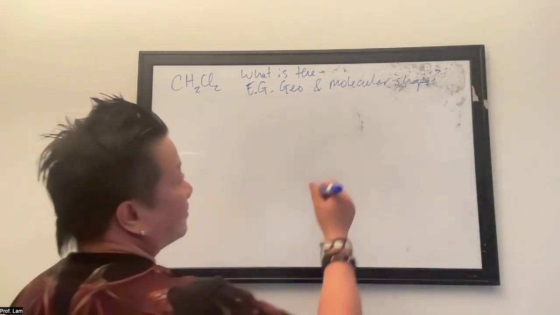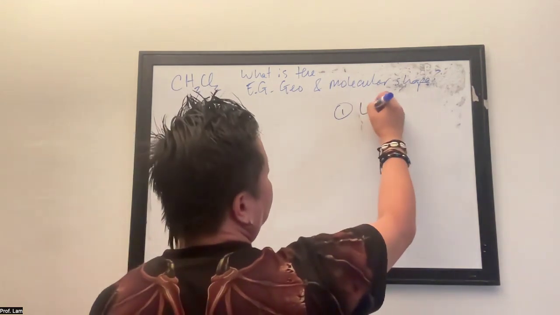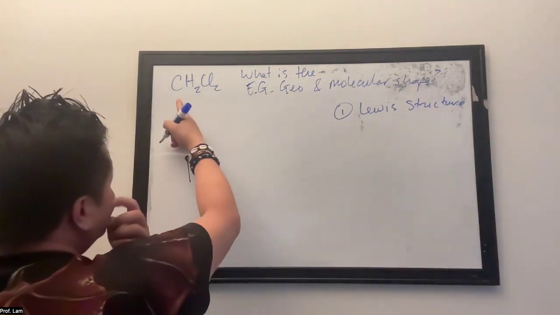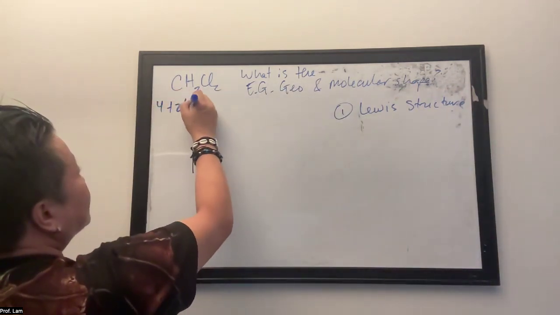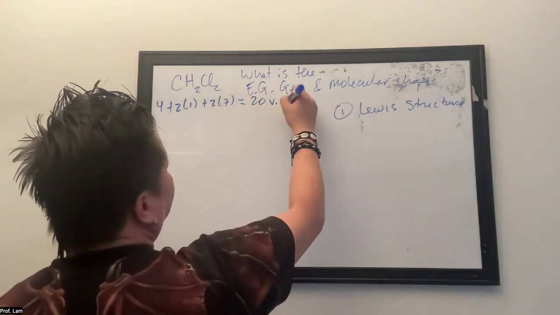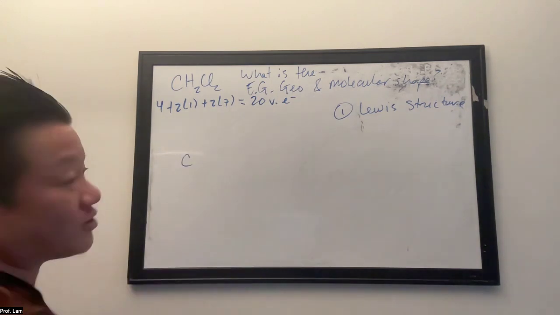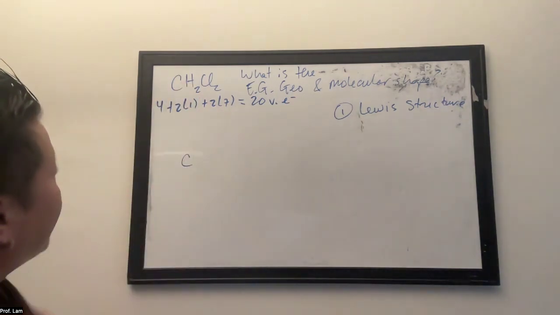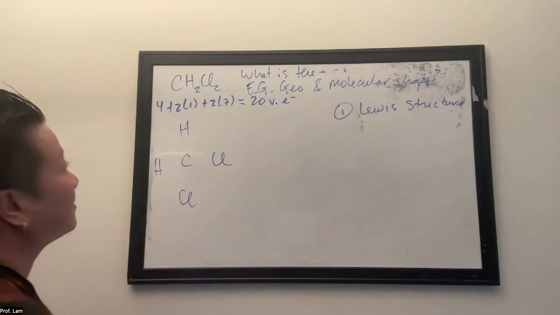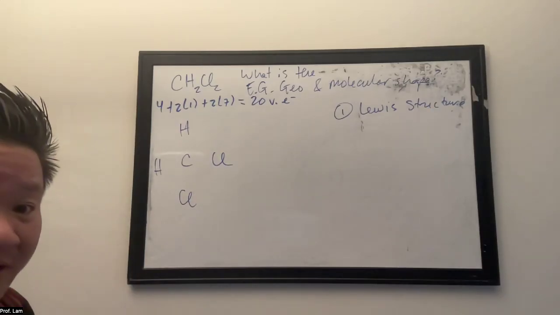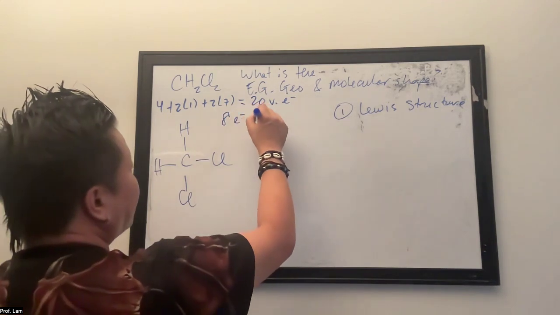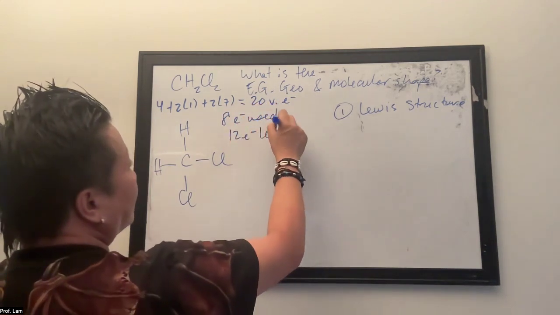The first thing you always want to do is start with the Lewis structure. Okay, so let's write the steps. Step 1, always start with the Lewis structure. So valence electrons here, 4 plus 2 times 1 plus 2 times 7. That's 20 valence electrons, right? Carbon as your central atom, obviously, of these 3. And then you're going to put your surrounding atoms evenly around, right? 2 hydrogens, 2 chlorine. Single bonds only. That gives you 8 electrons used and 12 electrons left.